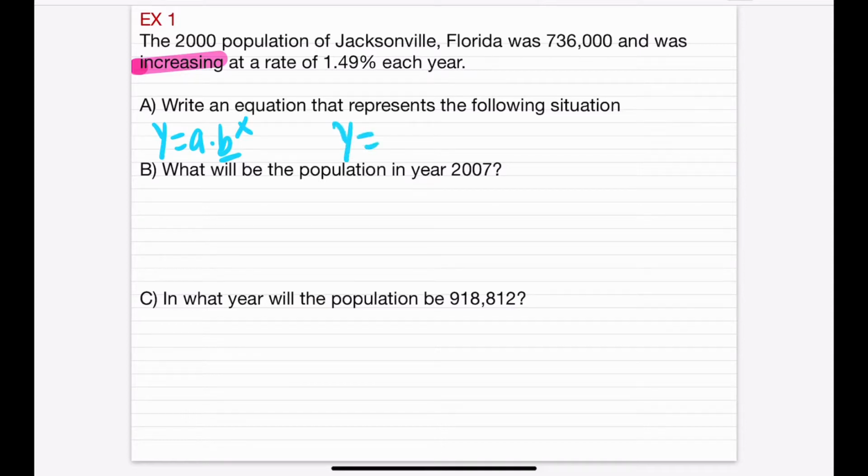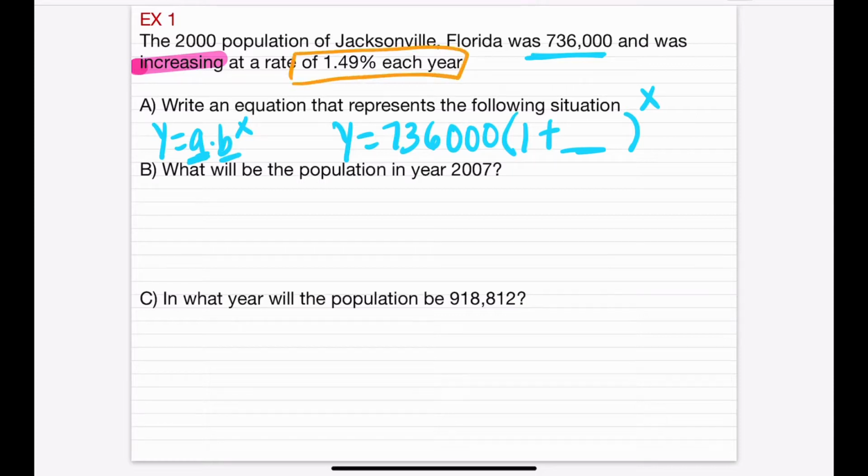So y equals, a represents the initial amount. So in the year 2000, the population was this much, 736,000. So that right there is your initial amount. Now we said it was exponential growth, so it's going to be 1 plus. And if you remember from earlier, you have to put the rate right here, and that'll be to the power of x. It said it's increasing at a rate of 1.49%. So to change that percent to a decimal, we have to move 2 units to the left, or in other words, divide by 100, and you get 0.0149. So this right here is your equation.